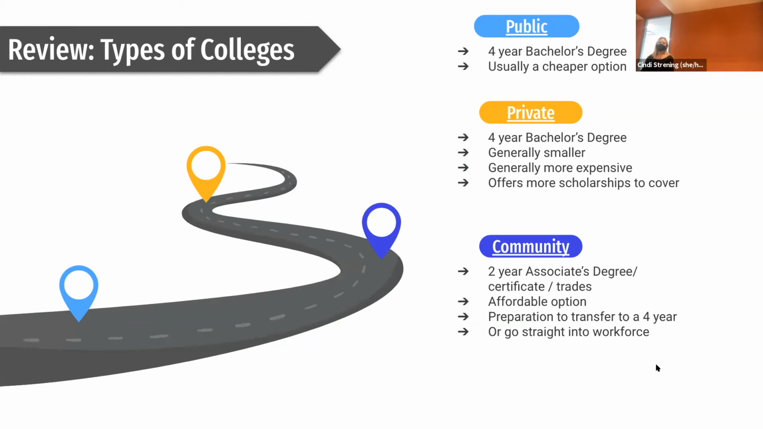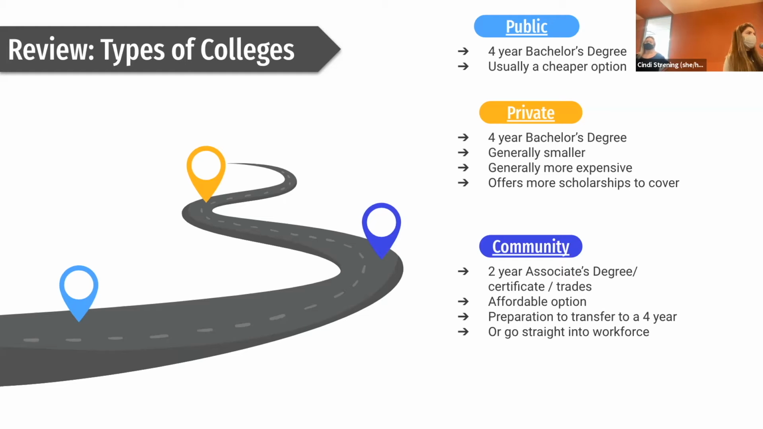Perfect. So right now we're going to go into the different types of colleges. So we have the public universities. So that's like the one I went to, UCSD and SDSU as well. They're typically 4-year bachelor's degree. And this is usually a cheaper option than the private route. Private, you can also get a 4-year bachelor degree. They're generally smaller class sizes. So you may be able to get to know your professor a little bit better, but they're also generally more expensive. However, there's also a chance that they will offer more scholarships because it is more expensive. You could apply to more of those scholarships and kind of subsidize the cost a bit.